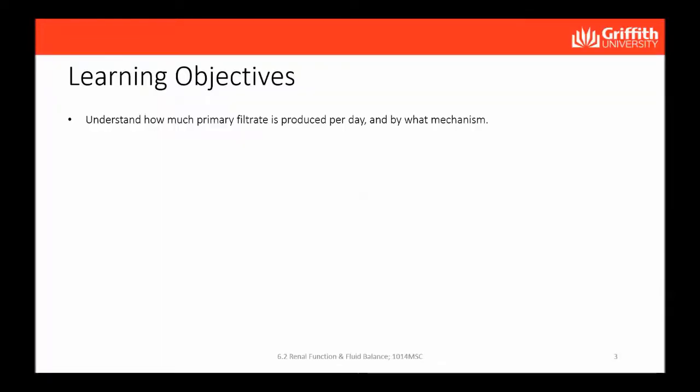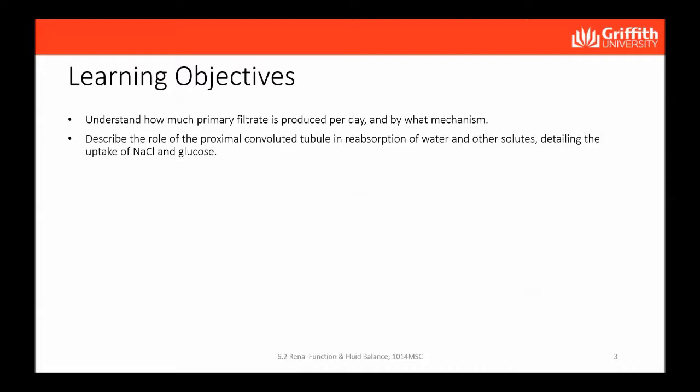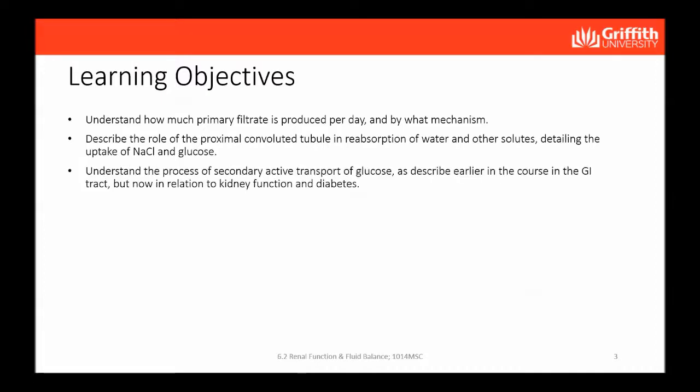The learning objectives for this topic are to understand how much primary filtrate is produced per day and by what mechanism, to describe the role of the proximal convoluted tubule in resorption of water and other solutes, detailing in particular the uptake of sodium chloride and glucose, to understand the process of secondary active transport of glucose, as described earlier in the course in the GI tract, but today in regards to kidney function and diabetes, to understand that amino acids are also recaptured from the primary filtrate by secondary active transports.